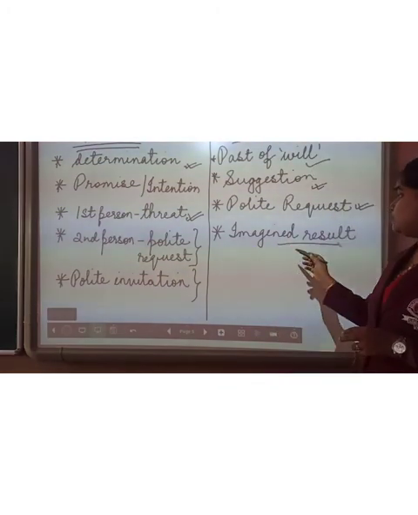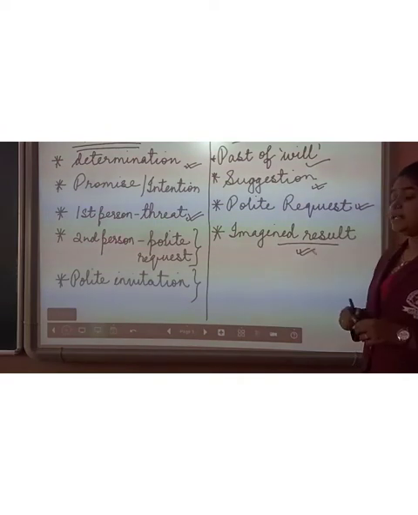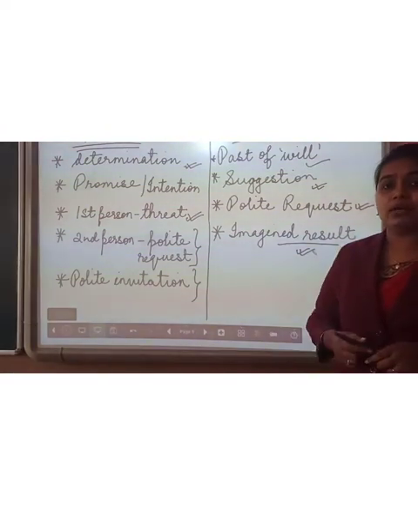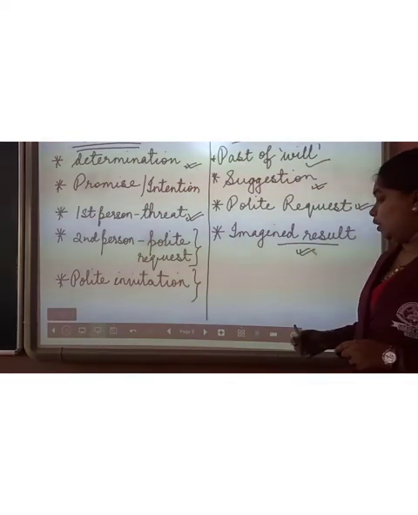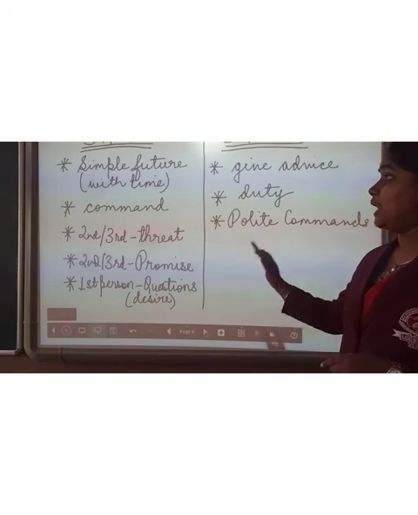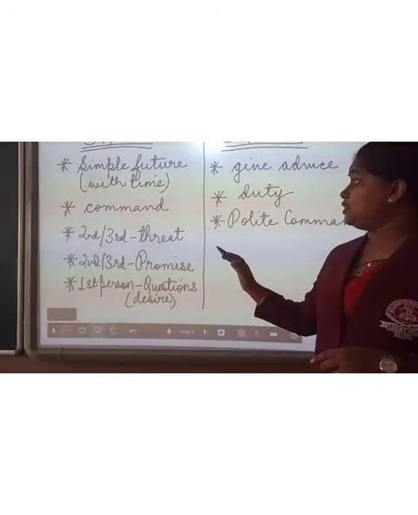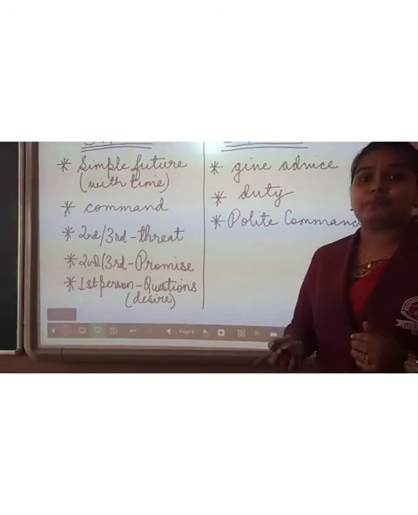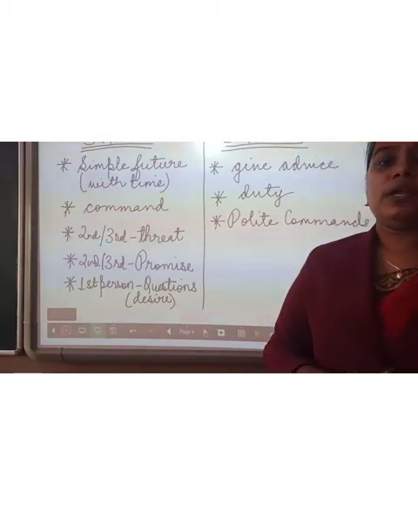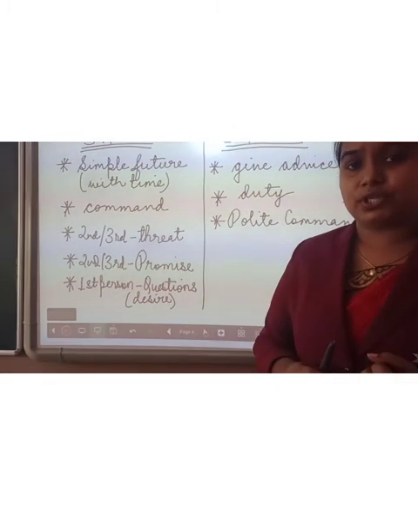So here we are also using would for the imagined result which we are expecting to happen in the future. Okay, now let us move further. See here, shall and should. Shall is used for, as we know, simple future. Okay, we also use will with the simple future. Now when to use will and when to use shall.